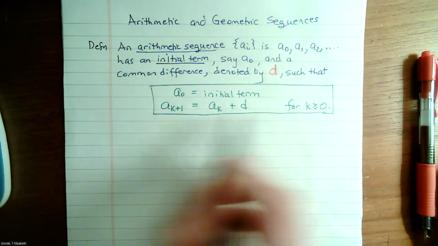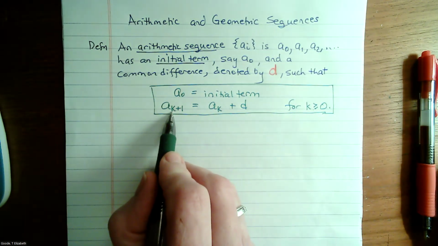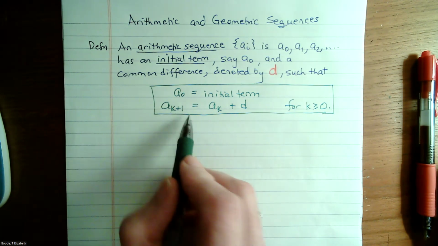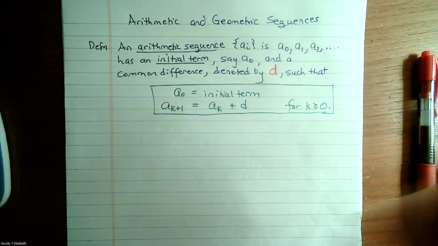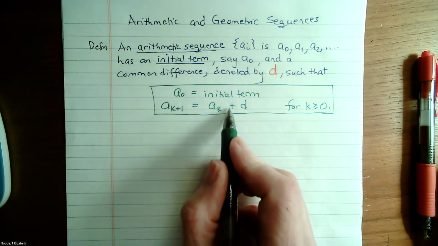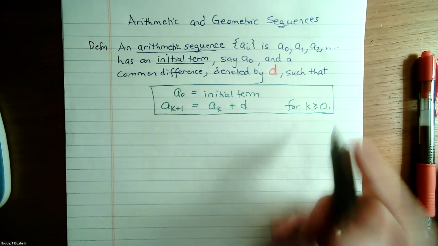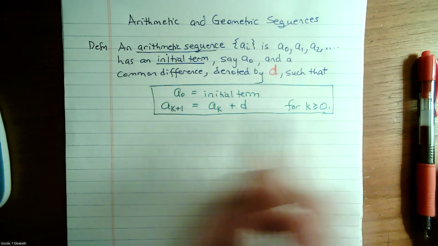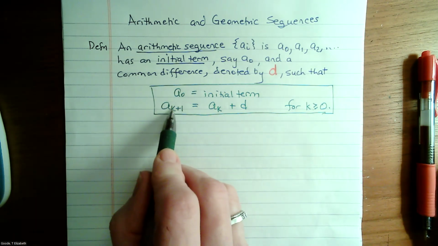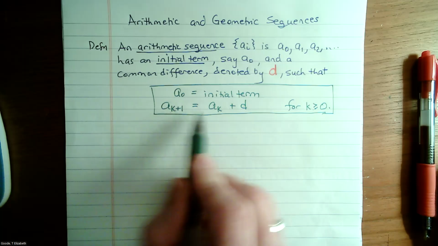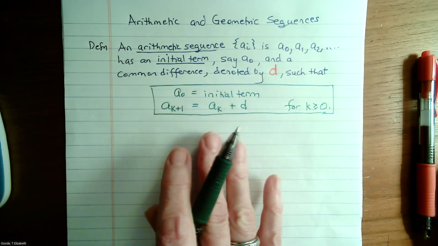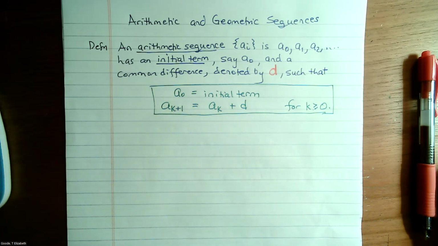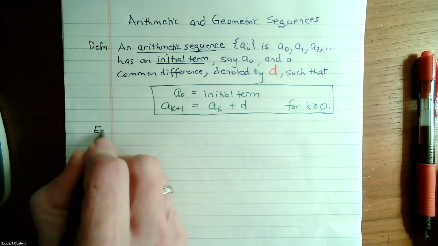When k is equal to 0, if we put 0 in here, this term is a sub 0 plus 1. Of course, that's just a sub 1. And that equals a sub 0 plus d. And if it's k equals 1, then this says a sub 1 plus 1, or a sub 2, is equal to a sub 1 plus d, and so on and so forth. It just keeps going forever after. Does that make sense?